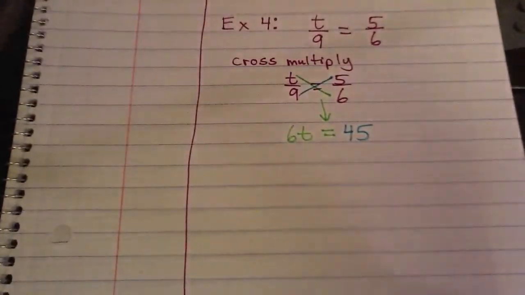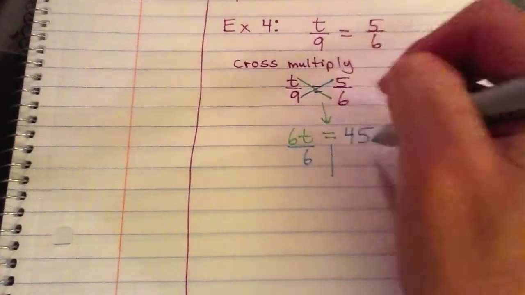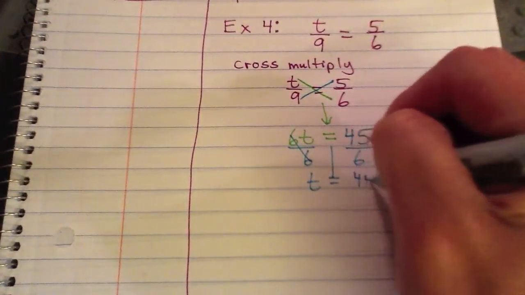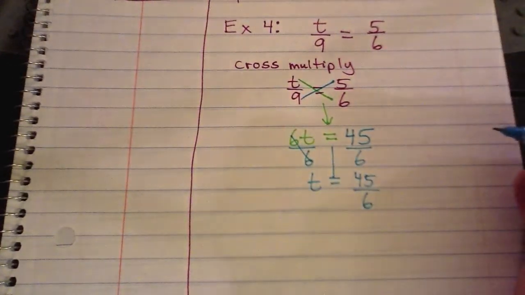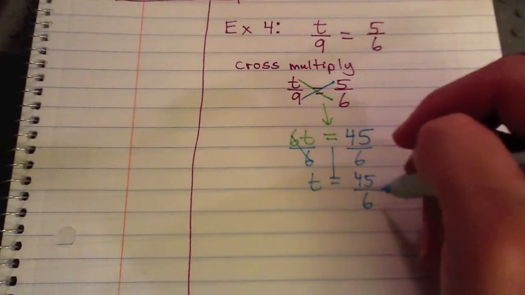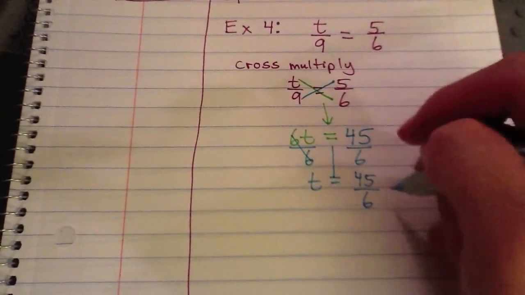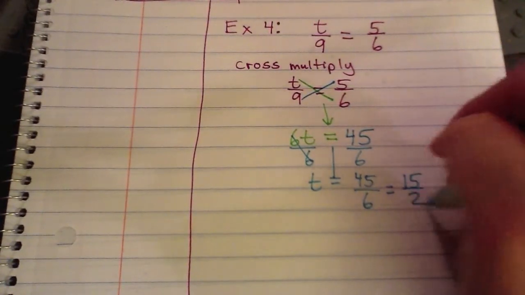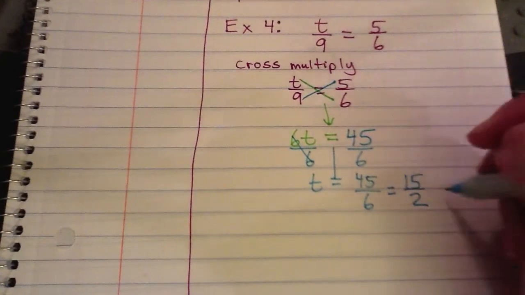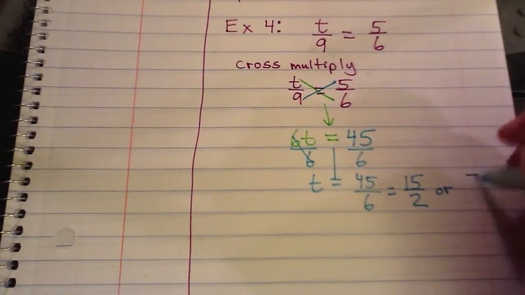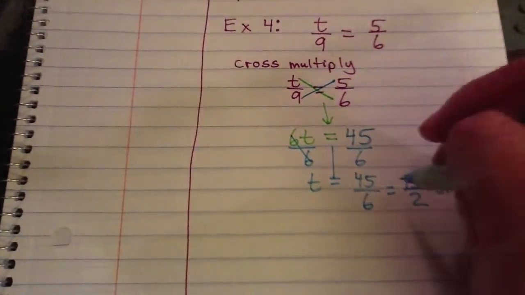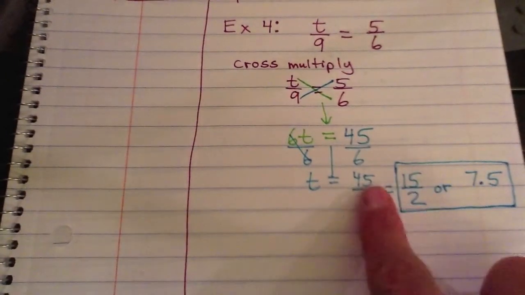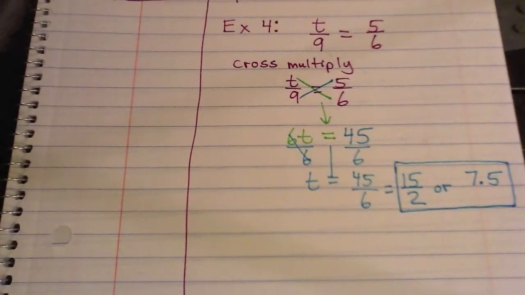Now I'm just solving for t. So I divide by 6 and I divide by 6. And I end up with t equals 45 over 6. And if I wanted to simplify that, I'd think about a number that I know goes into both. And I know 3 goes into 45 15 times. 3 goes into 6 twice. You can show your answer this way, or you can show it as a decimal. But I really don't mind if you leave it like that, as long as it's simplified. What I don't want you to do is leave it like that. You always need to simplify those.